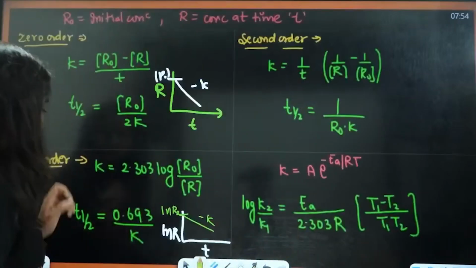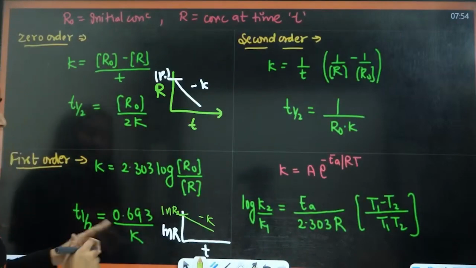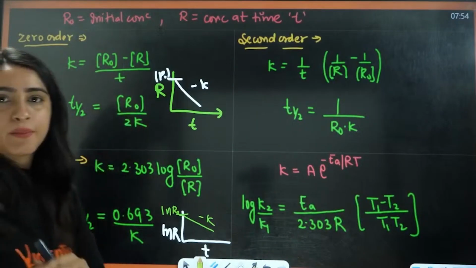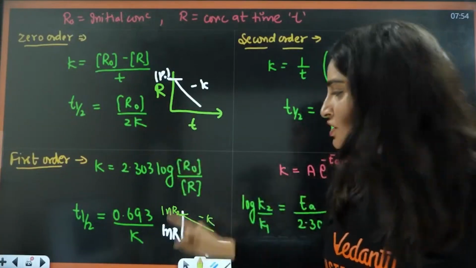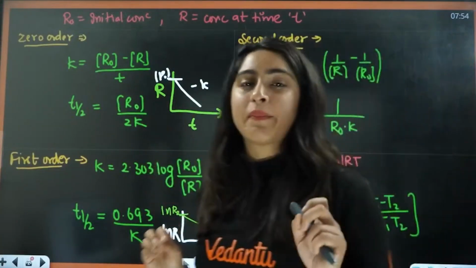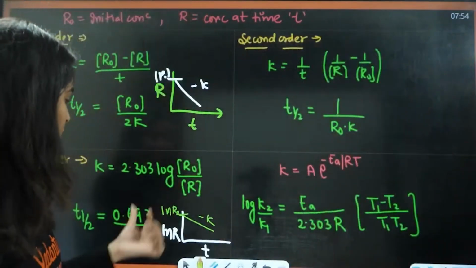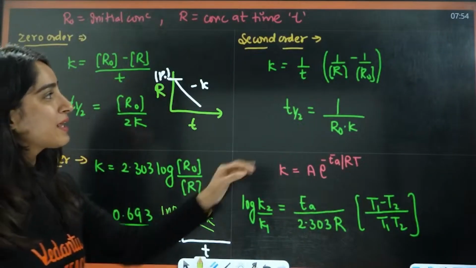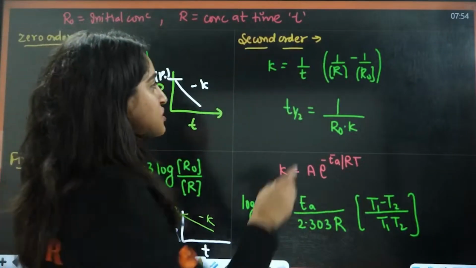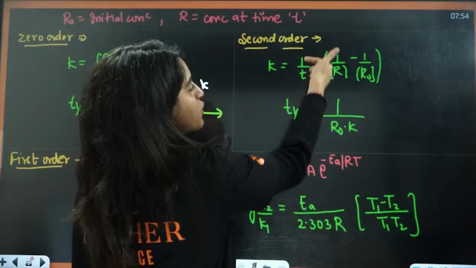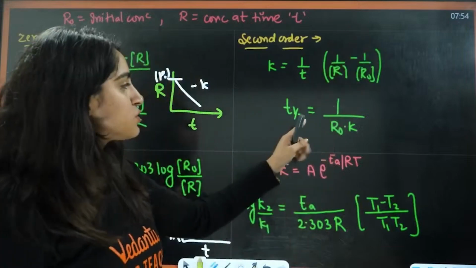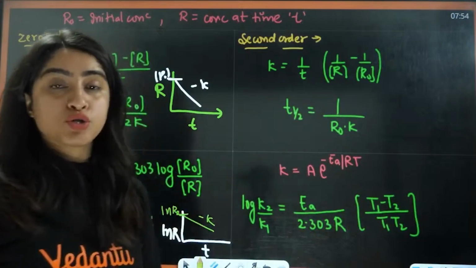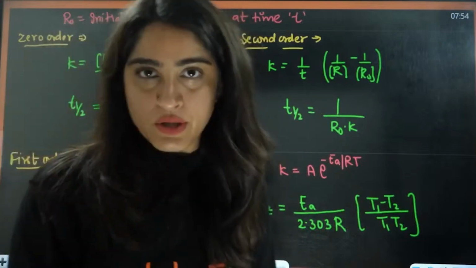Now next thing is t half. For zero order reaction, t half is directly proportional to the initial concentration. For first order, it is not dependent on the initial concentration; it equals 0.693 divided by K. And for second order reaction, the equation is K equals 1 by t into (1 by final minus 1 by initial). T half is inversely proportional to the initial concentration.